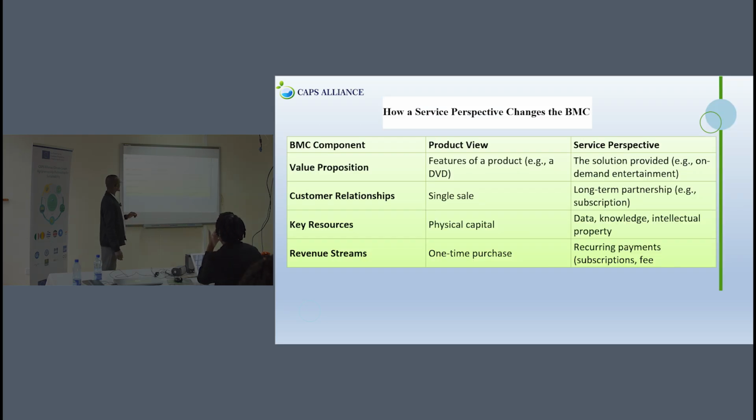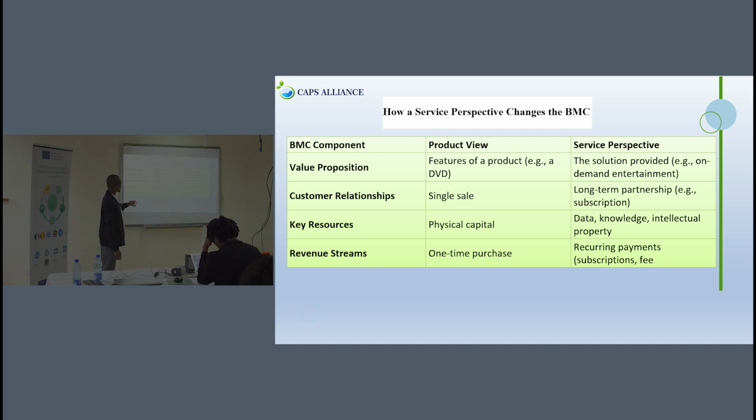Next, how does the service perspective change the BMC, the business model canvas? We have a table summarizing the same, with examples. For the BMC value proposition, the features of a product are key. For example, what are the features that you can use to make a DVD? And then you have the service perspective. The solution that we provide is on-demand entertainment, so you now focus on the entertainment industry to deal with the value proposition.